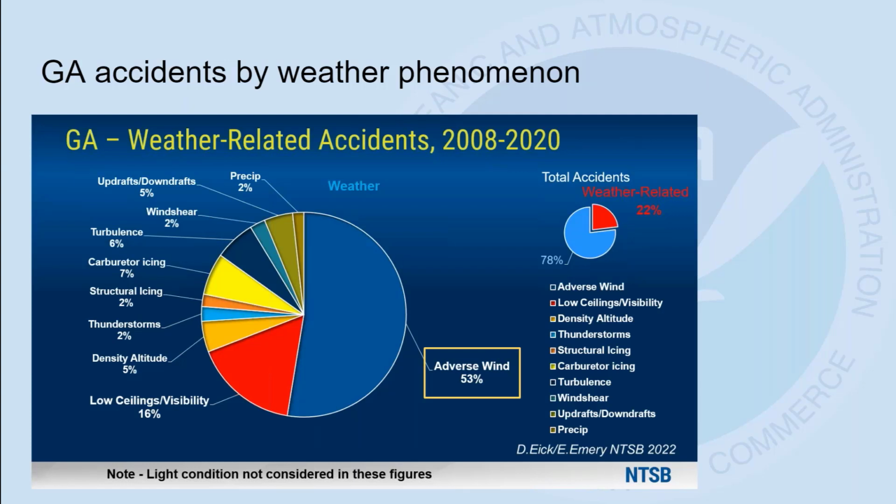When we look at weather-related accidents, 22% account for the total number of accidents. So the weather accounts for 22% of the total accidents. And you can see adverse winds actually account for more than half of the weather-related accidents in the system over about the last decade. Wind shear, I want to point out there on the top left-hand corner, is about 2%. So wind shear, as opposed to other types of adverse winds, does not cause as many accidents as adverse winds do.